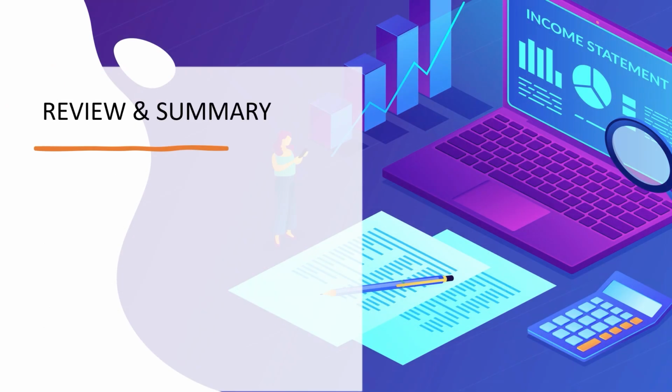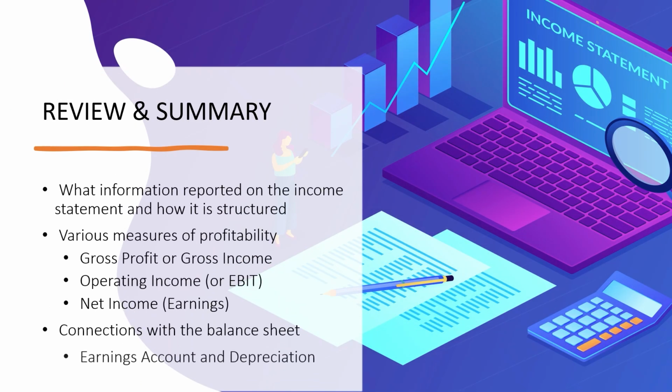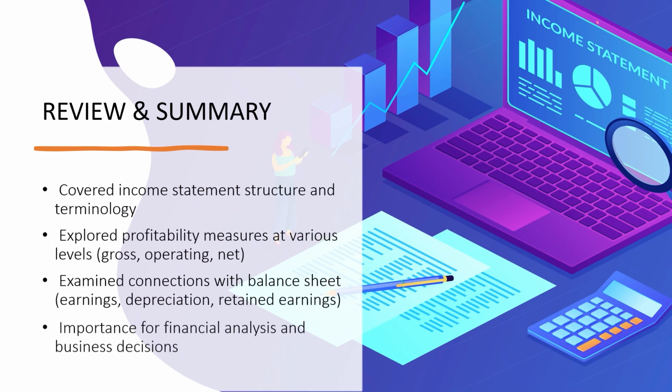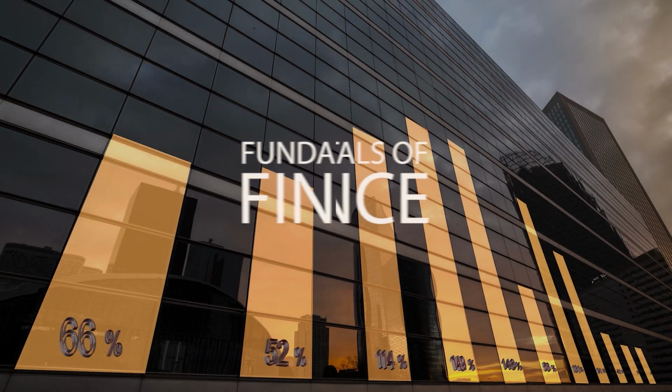Let's review what we've covered today. We've learned what information is reported on the income statement and how it is structured, from the top line revenues down to the bottom line net income. We've explored various measures of profitability, including gross profit or gross income, operating income or EBIT, and net income or earnings. And we've examined the connections with the balance sheet through the earnings account and depreciation. Understanding these concepts is essential for analyzing a company's financial performance and making informed business decisions.